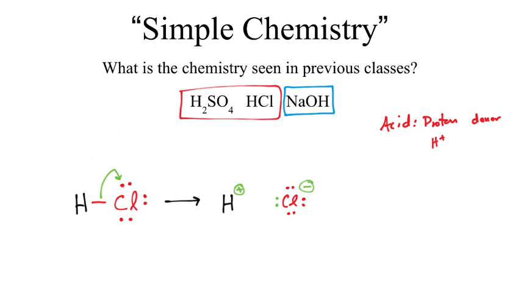Sodium hydroxide is a good classic base. So let's start with sodium hydroxide. Let's run the same kind of argument with our sodium hydroxide. What kind of bond do I have between the sodium and the hydroxide? It's an ionic bond because sodium is a metal.